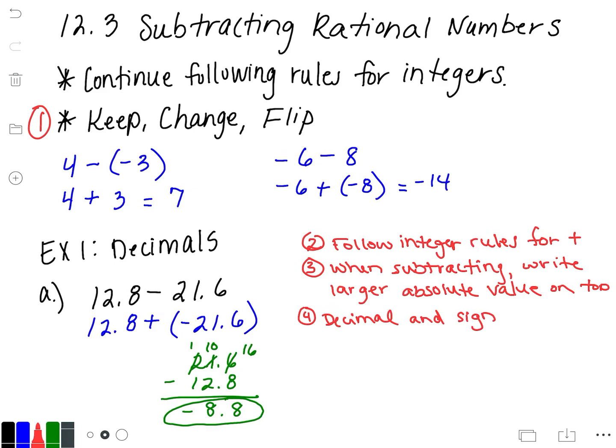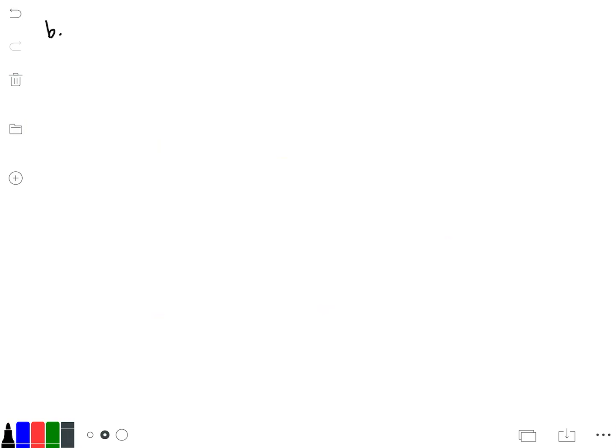Let me do another one for you. I'm going to clear my page. So it'll be B. Let's say you have negative 8.4 minus 6.7. So first step is to keep, change, flip. So keep 8.4, change to addition, flip to be a negative 6.7. There we go. Now follow your integer rules. So since both of those numbers are negative, they have the same sign, you're going to add this time and keep your sign negative.